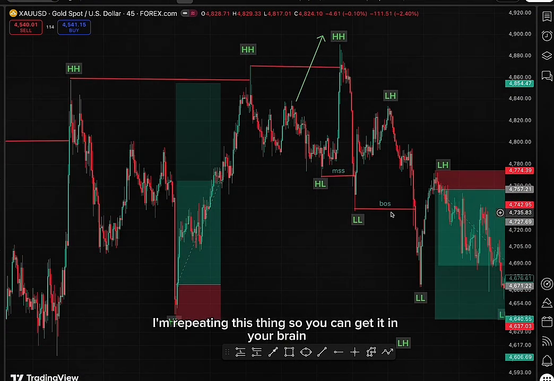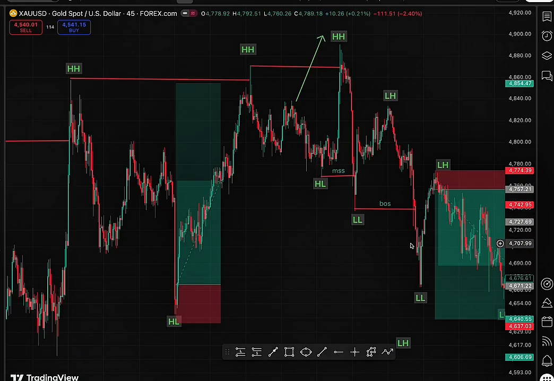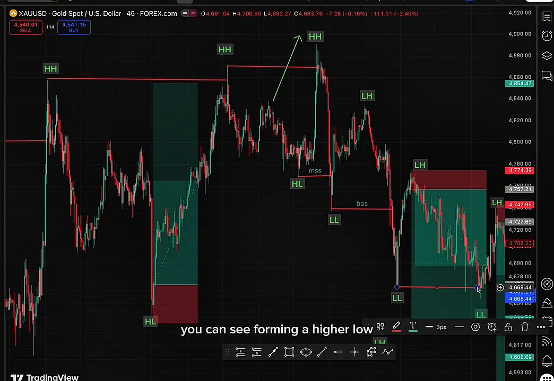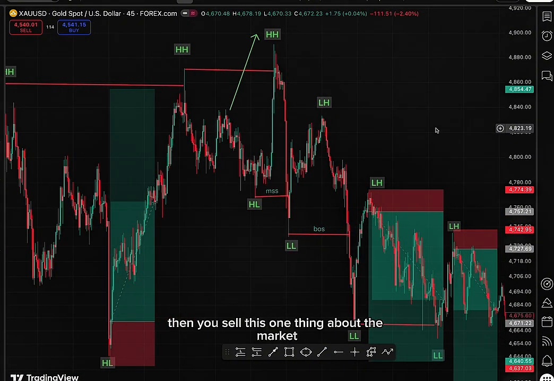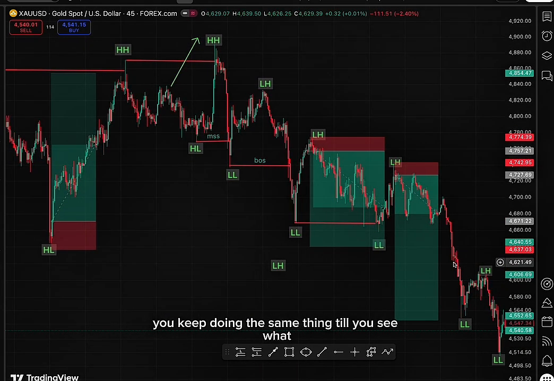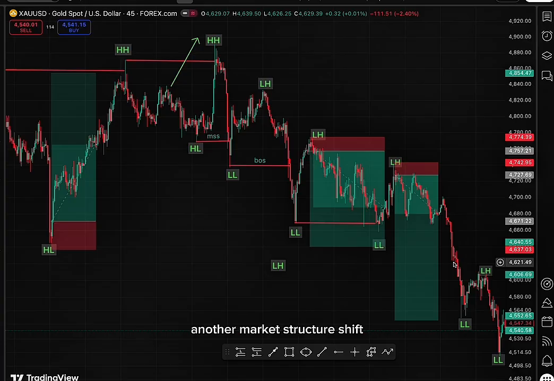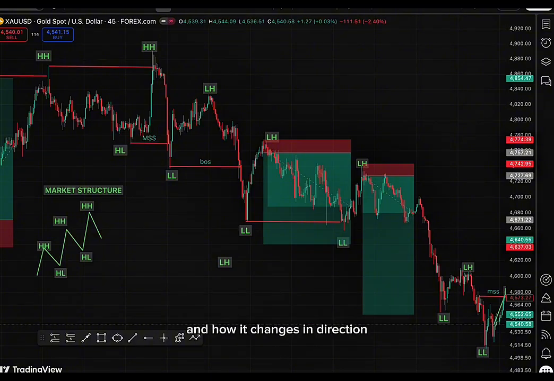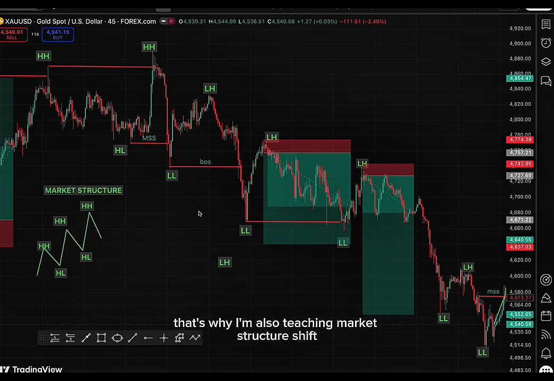I'm repeating this so you can get it in your brain. Look, it keeps doing the same thing. See, break of structure, you can see, forming a higher low, then you sell. One thing about the market, it gives you good risk to reward if you follow the trend. You keep doing the same thing till you see another market structure shift. This is not a strategy. This is just me showing you market structure, the uptrend, the downtrend, and how it changes in direction. That's why I'm also teaching market structure shift. Get yourself a good strategy that follows the trend.